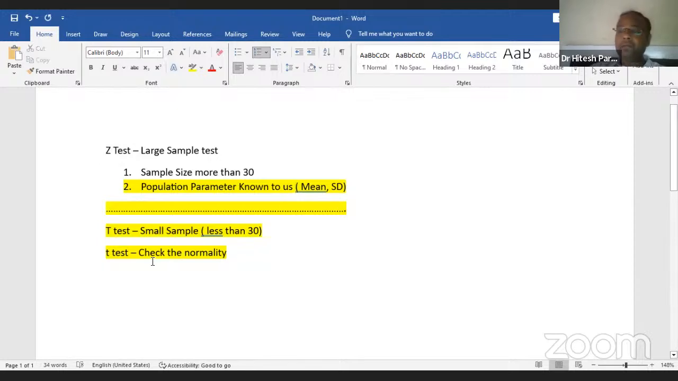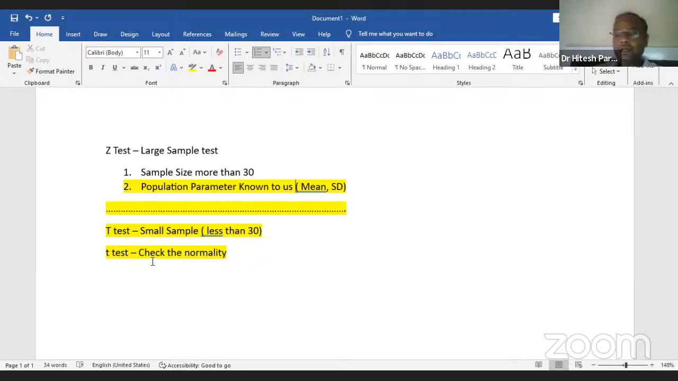So t-test can be applied in two situations in terms of the sample size. Sample size less than or equal to 30, directly go for t-test. Sample size greater than 30, then ask the additional question whether the population mean is known or unknown. If it is known, go for z-test. If it is unknown, go for t-test.